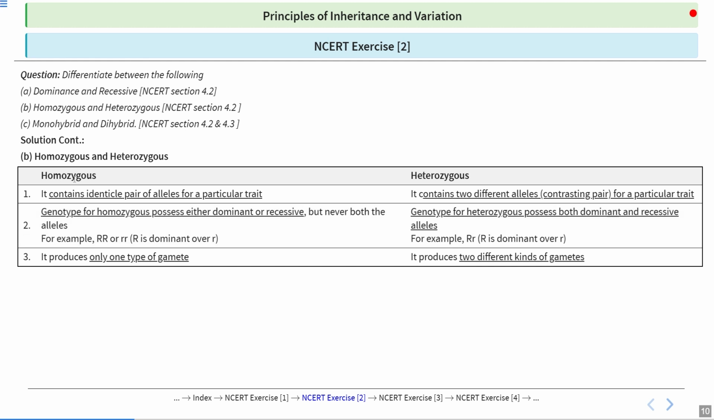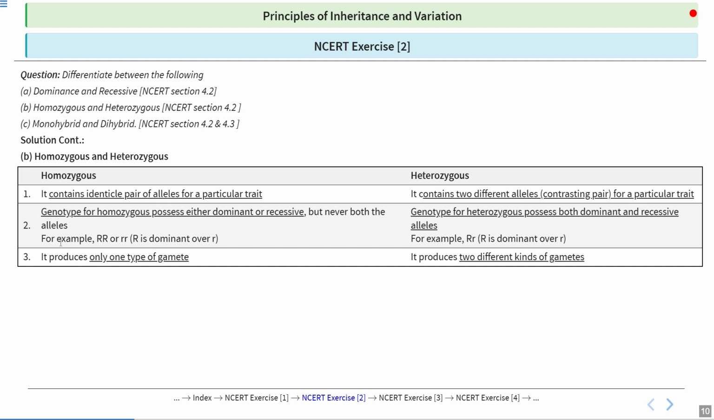Now let's talk about homozygous. The genotype for homozygous possesses either dominant or recessive alleles, but never both. So there can be two kinds of homozygous individuals: homozygous dominant and homozygous recessive. In homozygous dominant, both the dominant alleles are present together. In homozygous recessive, both the recessive alleles are present together. Whereas in heterozygous condition, the genotype possesses one dominant and one recessive allele.